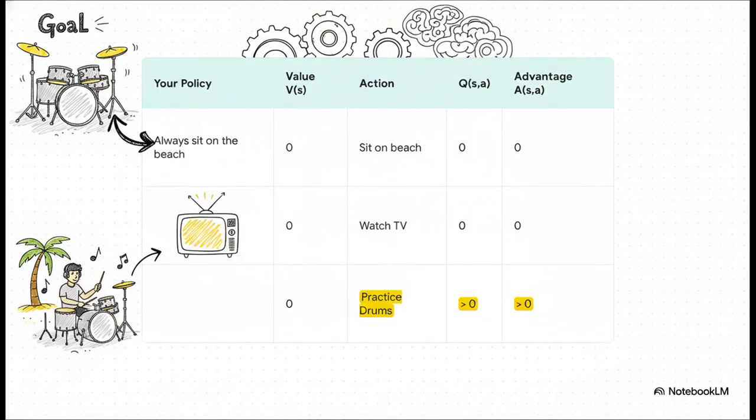This drummer analogy from the lecture just nails it. Let's say your goal is to learn drums, but your default policy, your habit, is to just go sit on the beach. Well, the value of that state, V of S, is 0. You're not getting any closer to your goal. Now what about your actions? Sitting on the beach gets you nowhere. Watching TV also gets you nowhere. But practicing the drums? That action has a positive Q value.